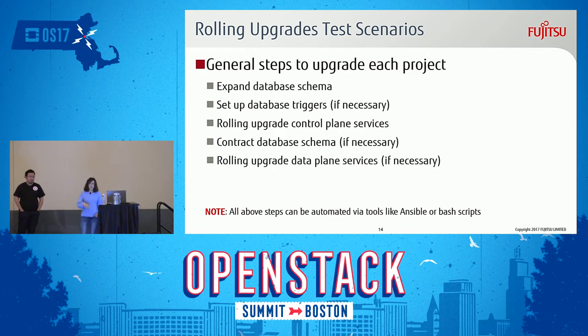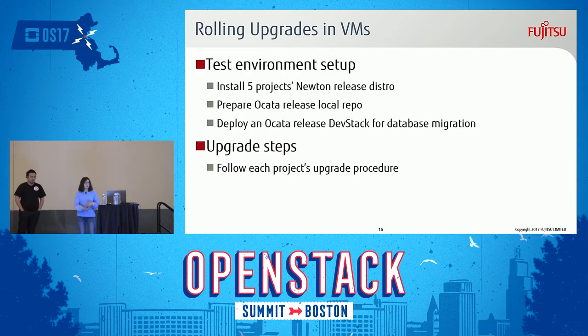And then if this project has any data plane services, we do this rolling upgrade after we contracted the database schema. All these steps can be automated through some Ansible tools or bash scripts. And while we are doing these rolling upgrades in VMs, it's pretty straightforward.